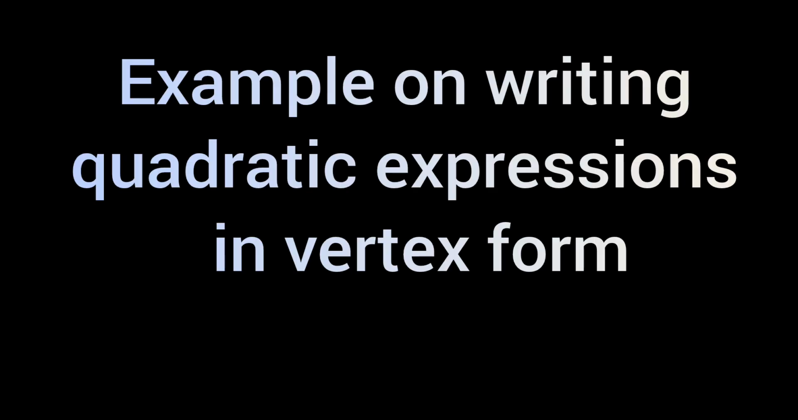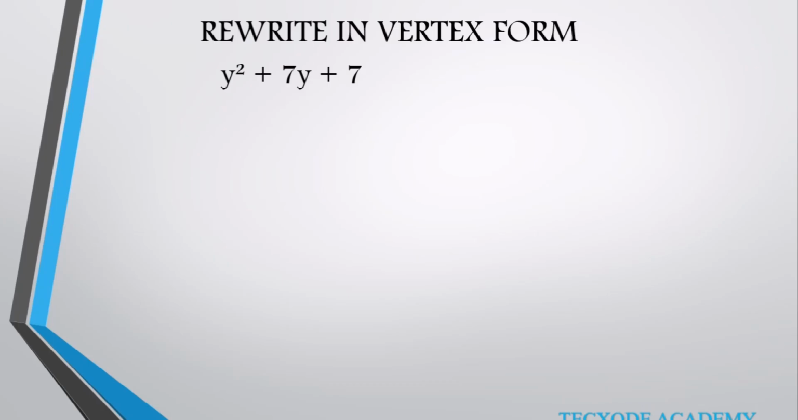So let's consider one example. We're going to rewrite this expression in vertex form. From our previous class, recall that when we have a quadratic expression like this, we might want to introduce a constant which makes it a perfect square. So I'm going to rewrite this in a way that's going to work for me.